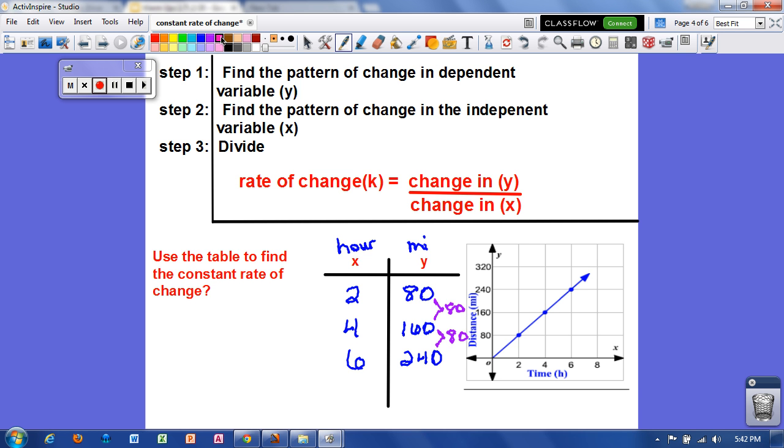Now let's look at x. If we're going from 2 to 4, we're going up 2. If we're going from 4 to 6, we are going up 2. So in this problem, we have the same change in y, and we have the same change in x. So I'm just going to take a change in y, which would be 80, divide it by the change in x, which is 2. And we know 80 divided by 2 is 40. And I apologize, it's a little scribbly. All right, so our constant rate of change in this situation would be 40.